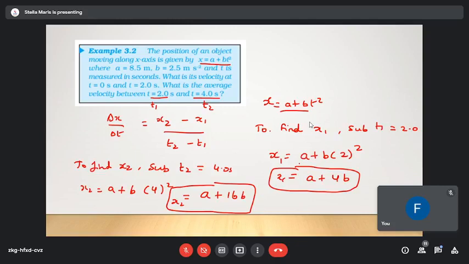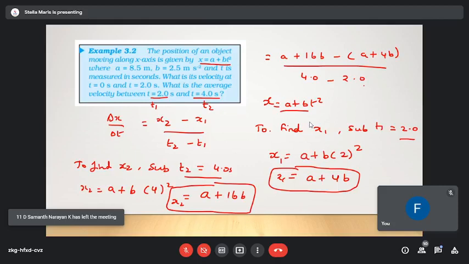Okay, now find out the average velocity. So what is x2 here? x2 is a plus 16b minus x1, which is a plus 4b, divided by t2, which is 4 seconds, minus t1, which is 2.0. Now tell me the answer. So 15 meter per second.